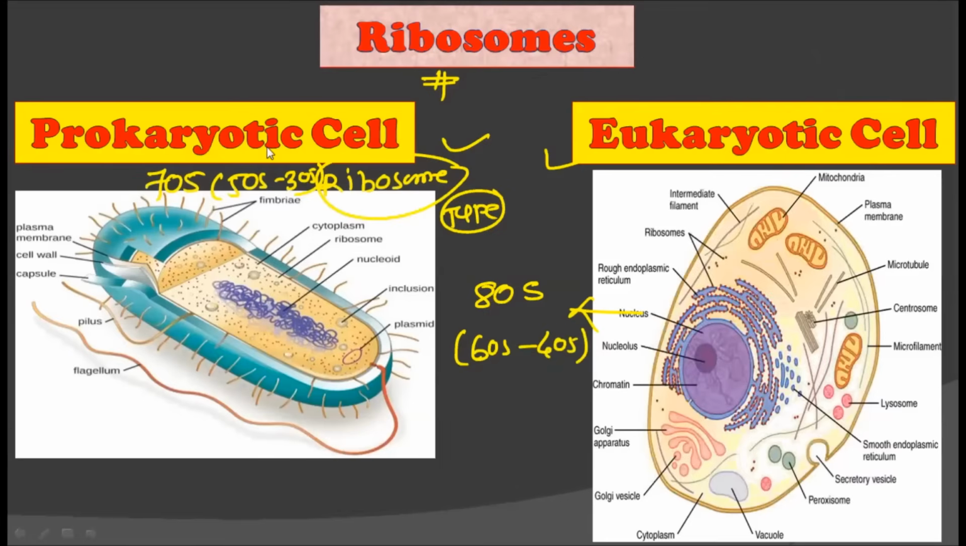All right. So both the cells, that is the prokaryotic cell and the eukaryotic cells, both contain the ribosome, but the type of ribosome is different in both the cells. The prokaryotic cells contain the 70S type of ribosomes, but the eukaryotic cells, on the other hand, contain the 80S type of ribosomes. So again, this is a very important difference between the two.